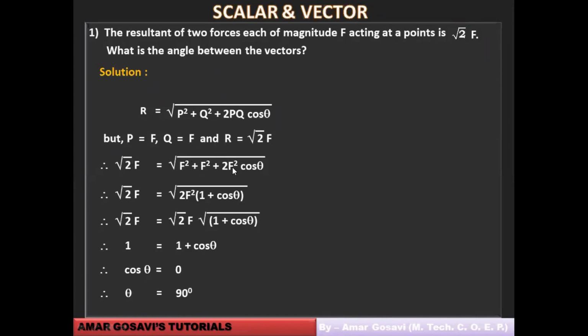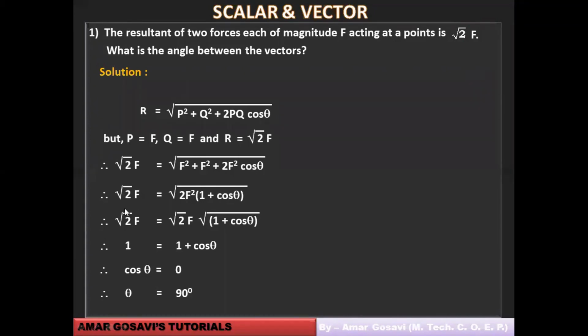Here also it will be 2f square plus cos into cos theta, sorry. Then if you take it, this f square and f square will become 2f square. You can take 2f square common. When you take 2f square common, what remains in the bracket is 1 plus cos theta.